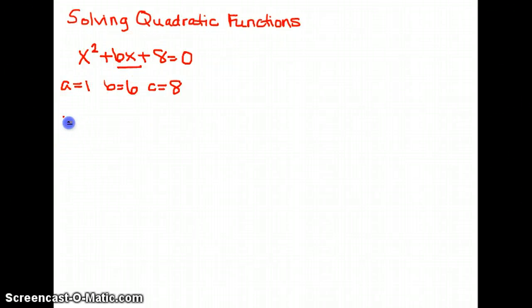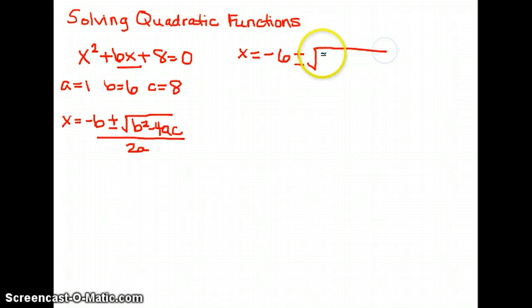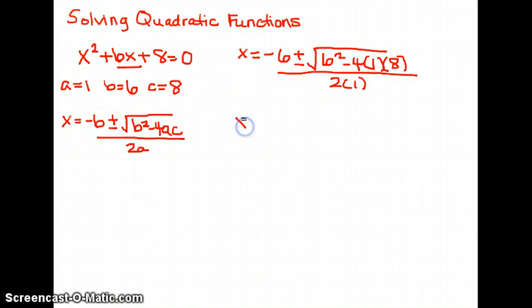So again, we have to use the quadratic formula, which is x equals the opposite of b plus or minus the square root of b squared minus 4ac all over 2a. So again, using all of our information from up here, we're going to plug that into that equation. So x equals the opposite of b, which is negative 6, plus or minus the square root of b squared, 6 squared, minus 4 times 1, which is a, times c, which is 8, all over 2a. And then from here, you're going to have to simplify.